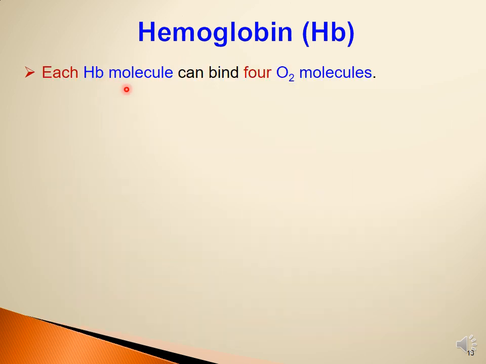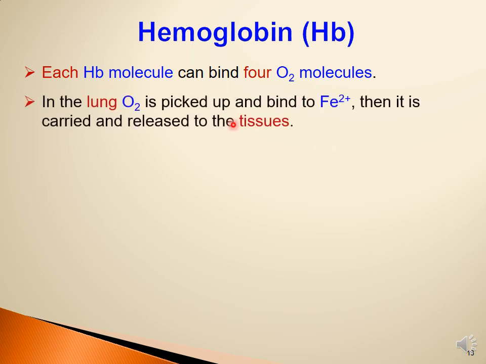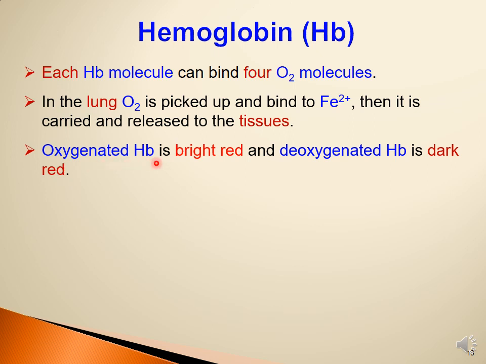So each hemoglobin molecule can bind 4 oxygen molecules. In the lung, oxygen is picked up and binds to the ferrous ion. Then it is carried and released to the peripheral tissues. Oxygenated hemoglobin that is carrying oxygen is bright red, while deoxygenated hemoglobin that has released its oxygen to the peripheral tissue has a dark red color. So there is a color change in the hemoglobin molecule based on whether oxygen is carried by that hemoglobin or not.